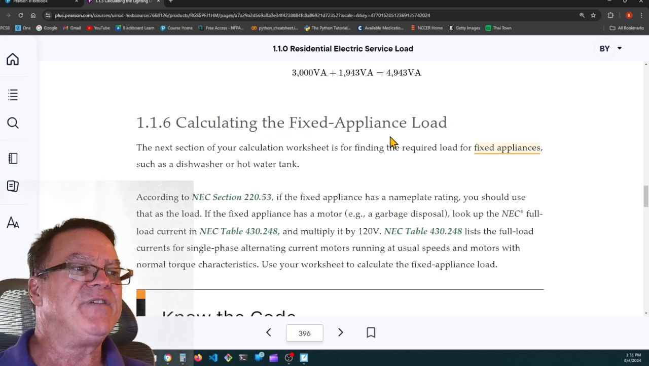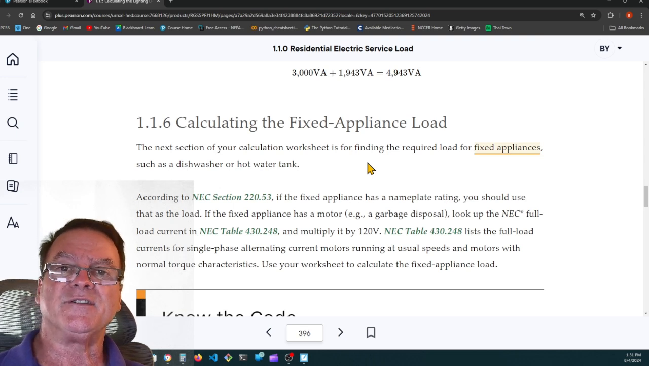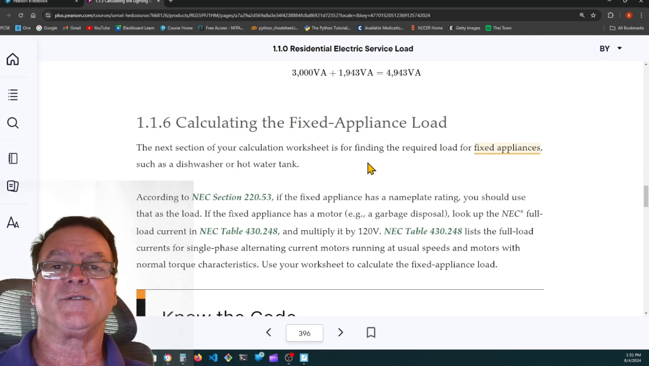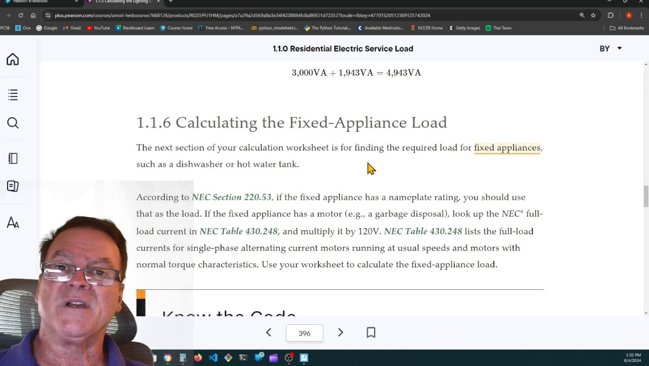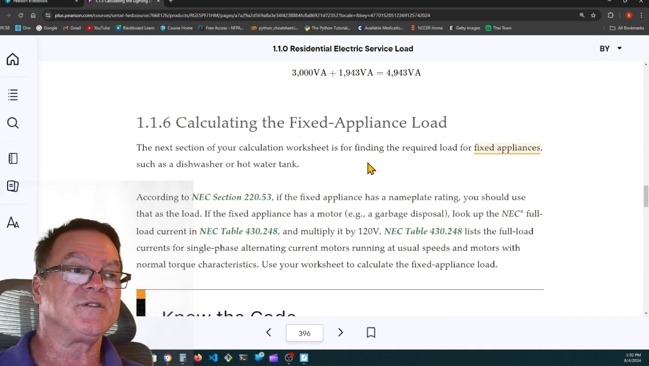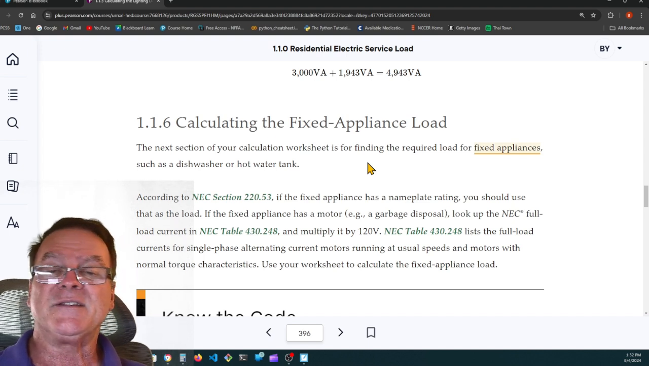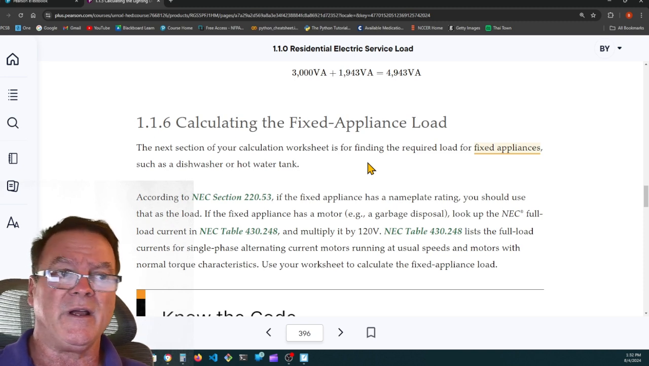1.1.6, calculating the fixed appliance load. This is different than the small appliance load. The small appliance load are the countertops in the kitchen, things that you can pick up and carry across the room. A blender, a mixer, a toaster, even a toaster oven. Those are all small appliances. Fixed appliances are dishwasher, water heater, ice maker. These are things you're not generally going to just pick up and carry away.